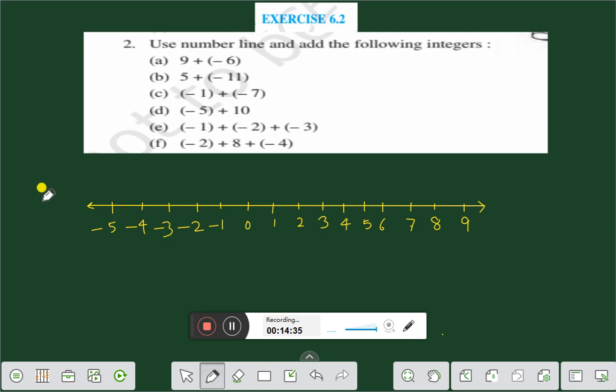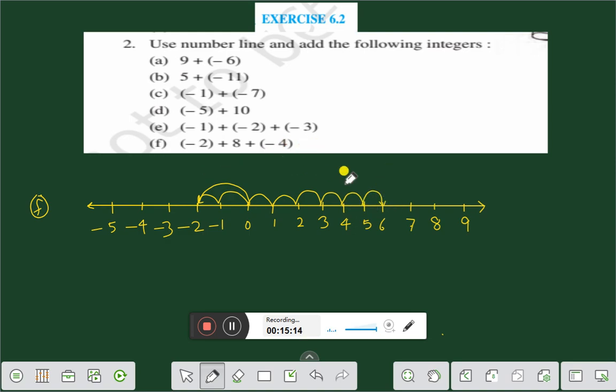Now, we are solving question number F. First, minus 2. Minus 2 means from 0 you have to go minus 2 on the left side. Now plus 8. From here you have to go on the right side, 8 places: 1, 2, 3, 4, 5, 6, 7, 8. We're getting here 6.